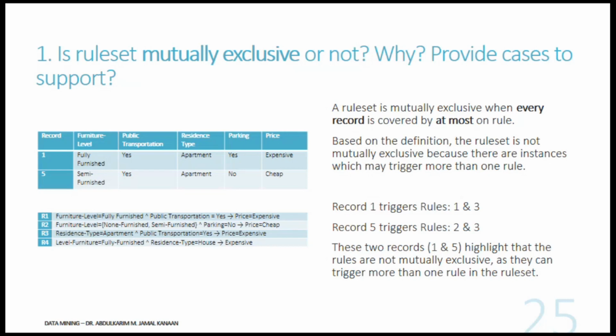So, if you notice why it's not mutually exclusive, record 1 triggers rule 1 and 3. Also, as a supporting example, record 5 triggers rule 2 and 3. Since a record can trigger more than one rule, it's not mutually exclusive. That's it.